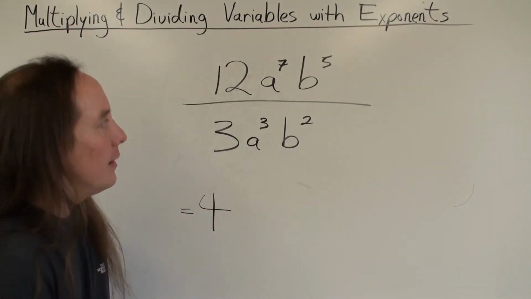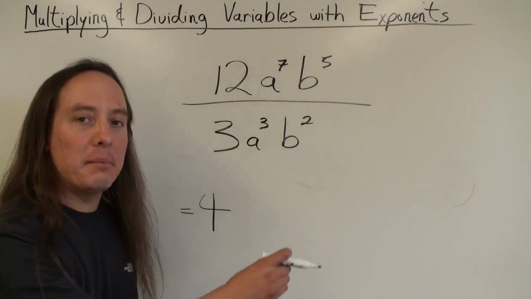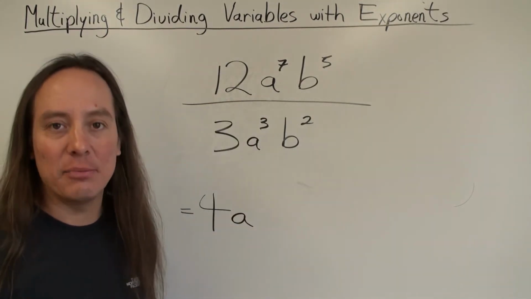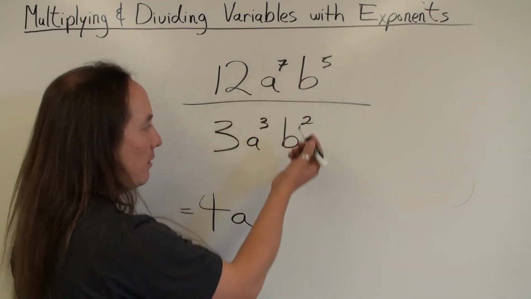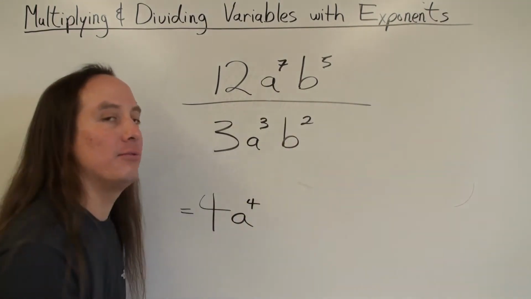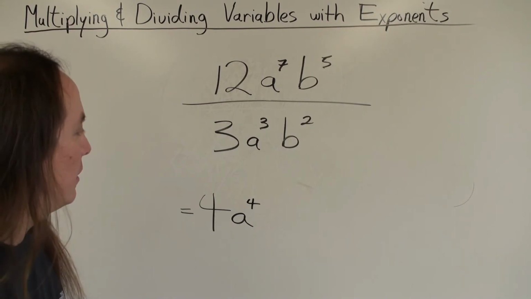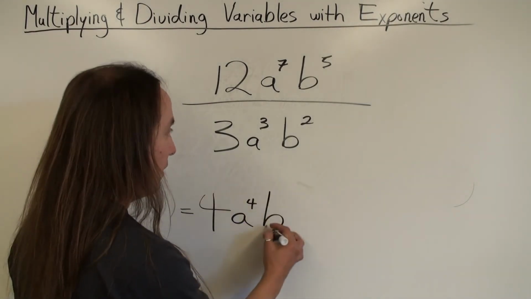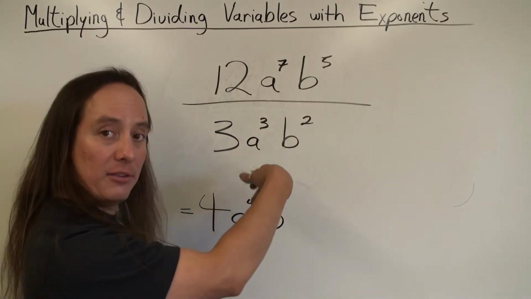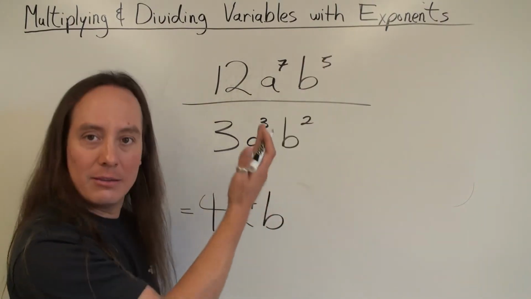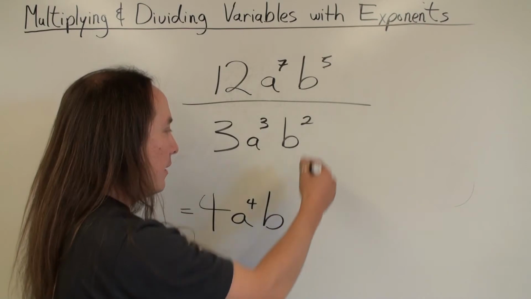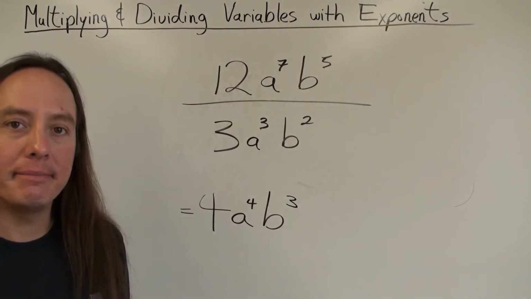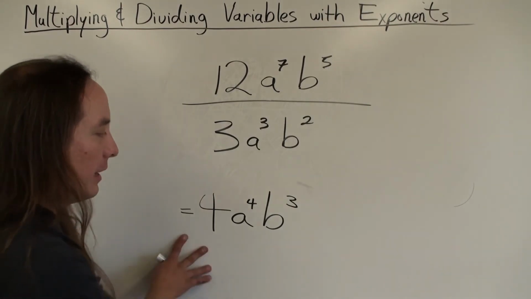Right? A to the 7th divided by a to the 3rd, we just got to subtract the exponents, and that's it. So 7 minus 3 is 4. A to the 4th. Okay? And b to the 5th divided by b squared is just the same thing. Subtract the exponents because we're dividing, and that'll be b to the 3rd. 5 minus 2, 3. Okay? So this would be our answer.